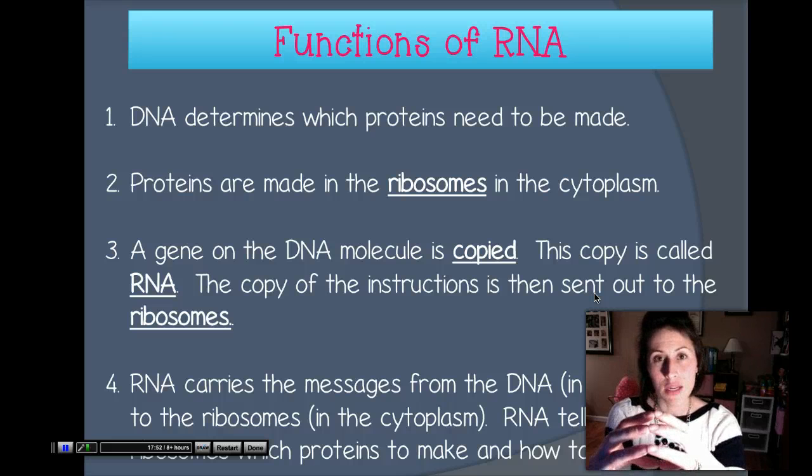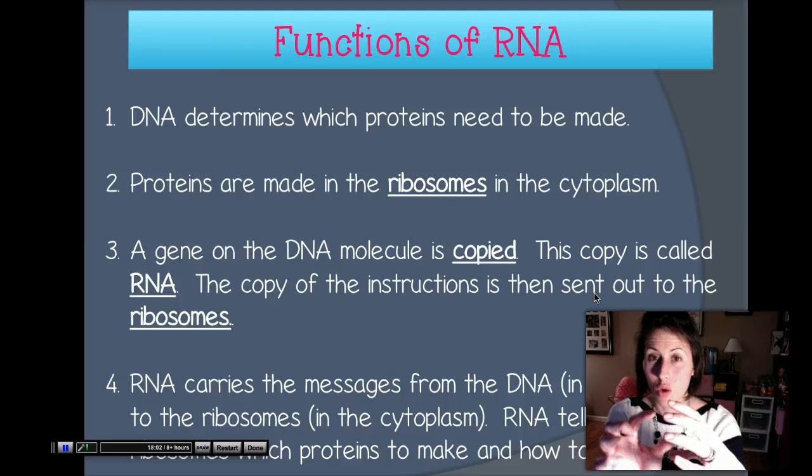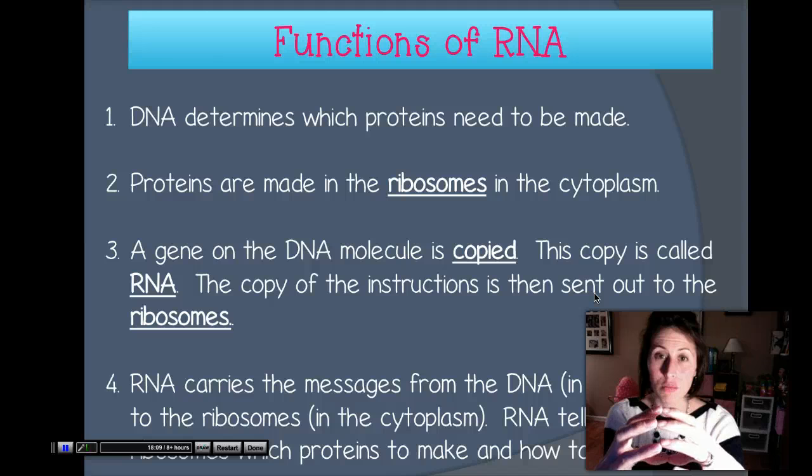So what's going to happen is, so the DNA doesn't have to leave the nucleus, we're going to make a copy, a very small copy of one little chunk, one section of the blueprints, one little piece, one gene of the DNA. And then that copy can be sent out to the ribosome where the protein or our structure is going to be made.